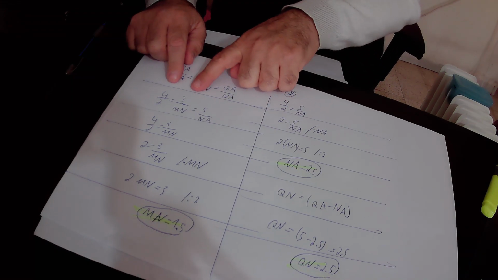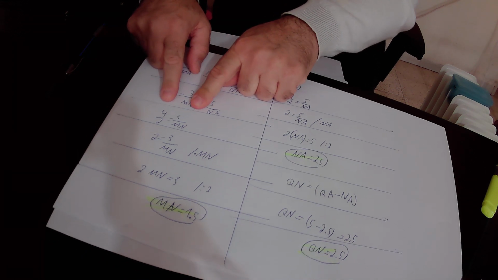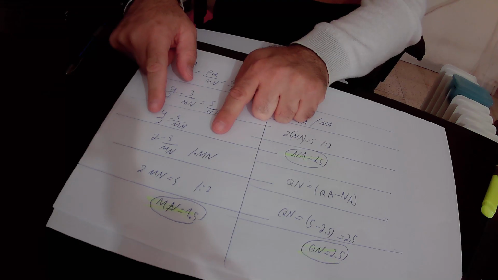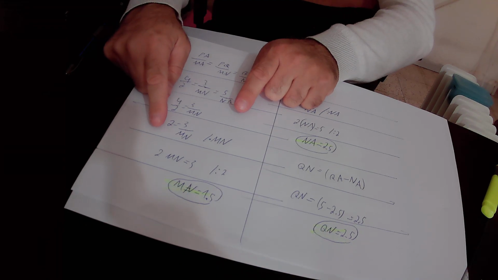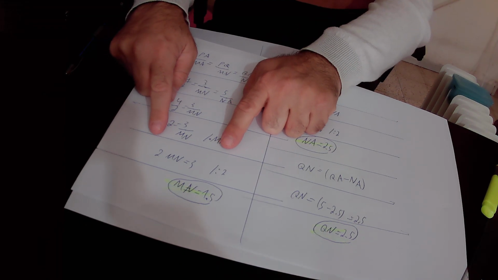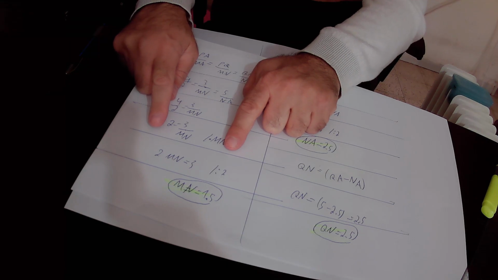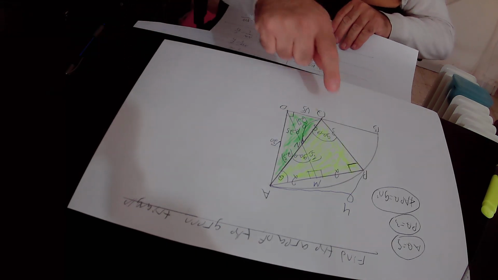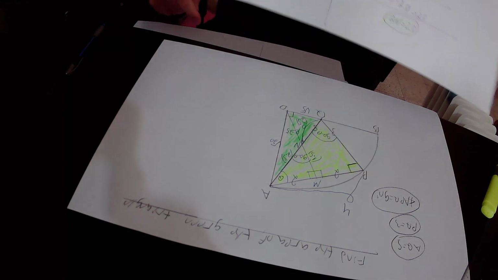From this equation, we derive that 4 over 2 equals 3 over MN. 4 over 2 is 2, so 2 equals 3 over MN. We multiply this equation by MN, and finally we find that 2 times MN equals 3. We divide this equation by 2 and find that MN equals 3 over 2, that is 1.5. So line segment MN is 1.5 in length.